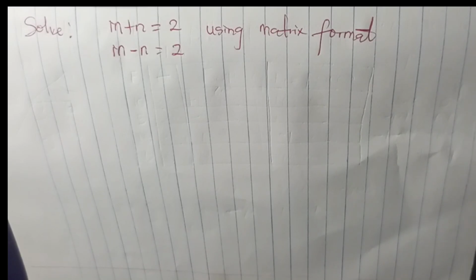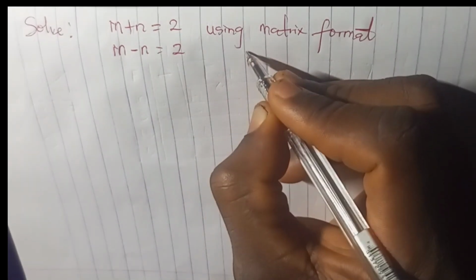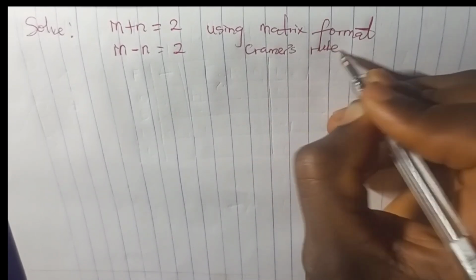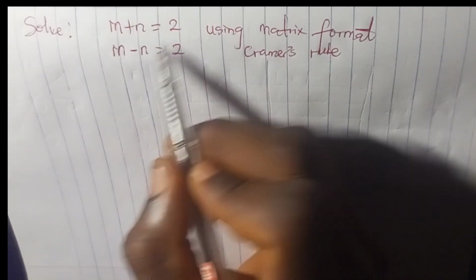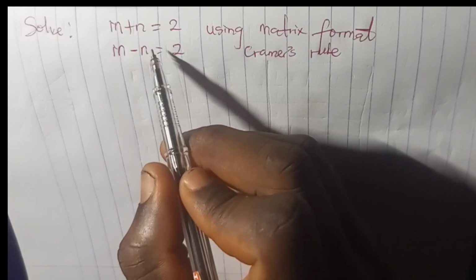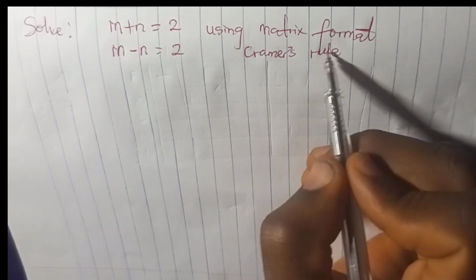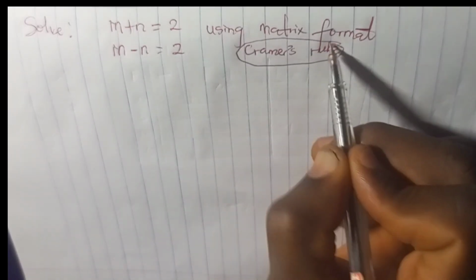The question we are having today says solve m + n = 2, m - n = 2, using matrix format. These people are actually trying to tell us to solve using Cramer's rule. So we are not going to solve this simultaneous linear equation using elimination method, substitution method, or even graphical method. Rather, the fourth method, Cramer's rule.